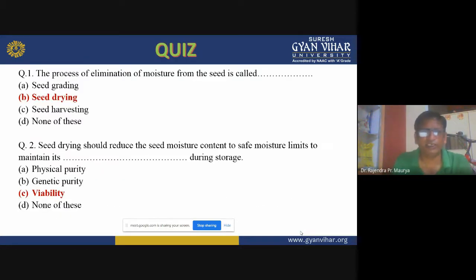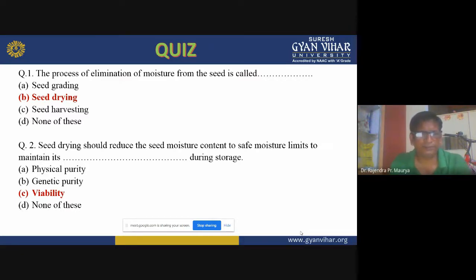So now is the quiz on this topic. Question number one: the process of elimination of moisture from the seed is called. In this question we have four options. Option A, seed grading. Option B, seed drying. Option C, seed harvesting. And option D, none of these. The correct answer is option B, seed drying.